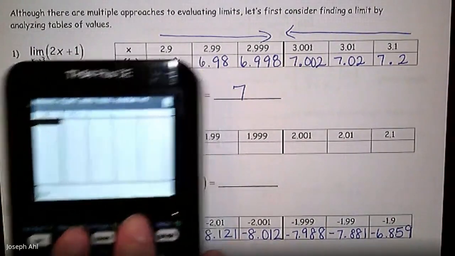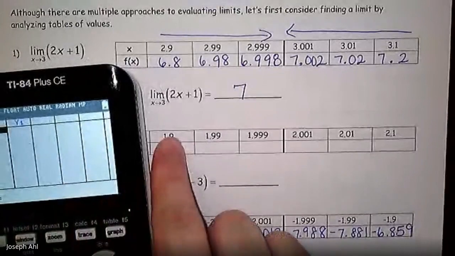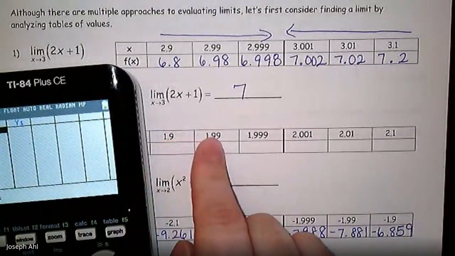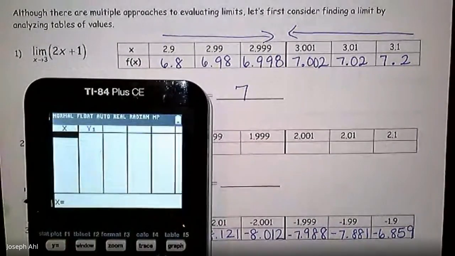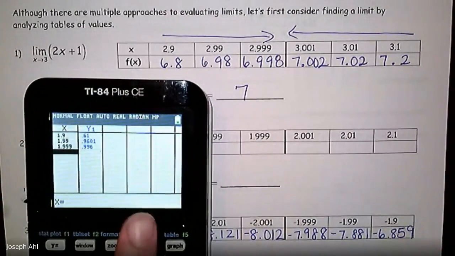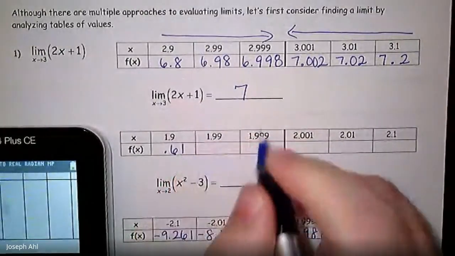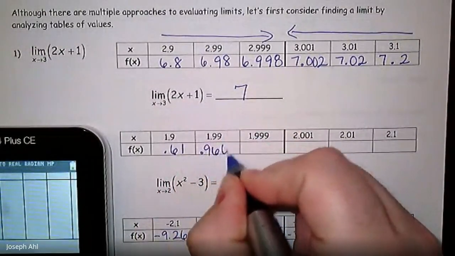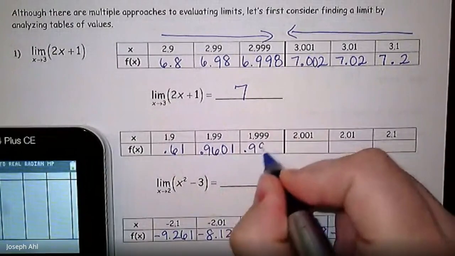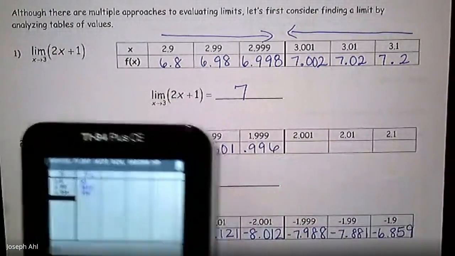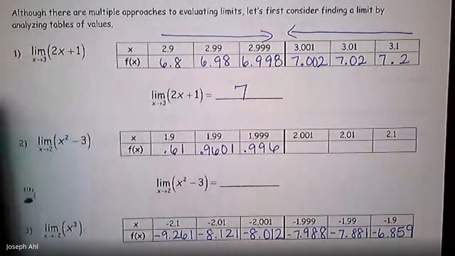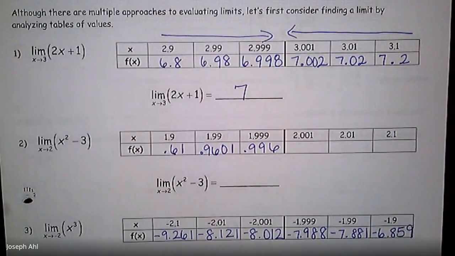I now want to approach x equals 2, so you'll notice my table's changed to things like 1.9, 1.99, and 1.999. If I type those in, we get the following values. At 1.9, we get 0.61 as the value for f of x. Then I got 0.9601. And then here I got 0.996 in the table. Okay, so that's what was happening as I approached 2 from the left.